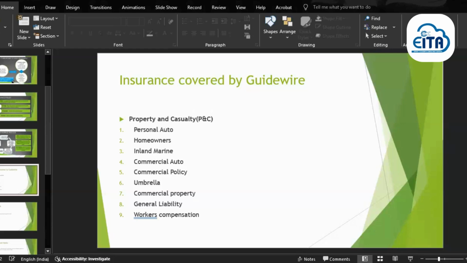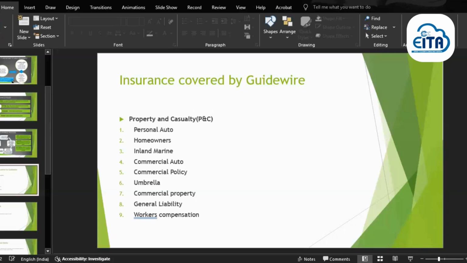The first one is personal auto. Personal auto is used to provide insurance for your personal vehicle. The fourth one is commercial auto. If you see in front of your screen, commercial auto is used to provide insurance for your vehicle which is for commercial use. The second one is homeowners, which is used to provide insurance for your personal home. Like you have purchased a home and you want to take insurance for your home, then we have homeowners.